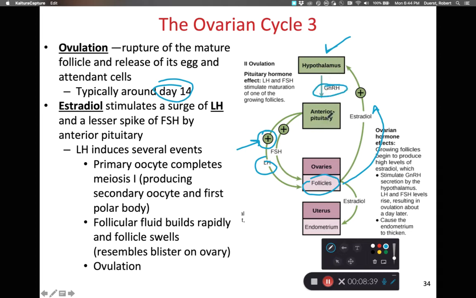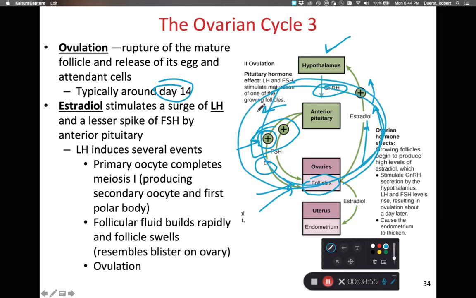gonadotropin-releasing hormone. And as we have an increasing concentration of GnRH, that's going to cause more and more FSH and LH, which causes the follicle to get bigger, which causes more estrogen, which causes more FSH and LH, which causes the follicle to get bigger, which causes more estrogen, and the positive feedback loop begins to cycle out of control, and we have rapid fluctuations within the hormonal levels of the female's anatomy and physiology.